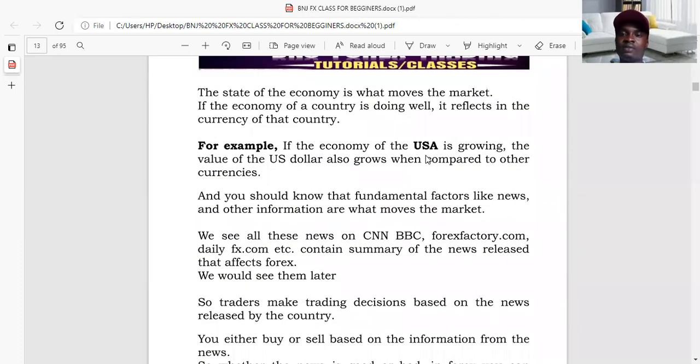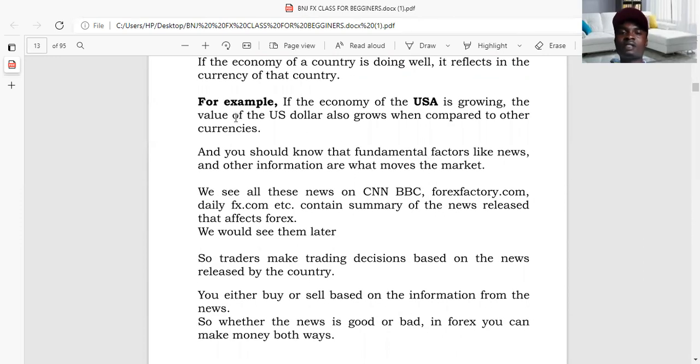Just until we get to the practical aspect of this class, I will do justice to some of what I'm saying now. And here we said, for example, if the economy of the US is growing, the value of the US dollar also grows when compared to other currencies. It's as simple as ABCD. So just follow this class accordingly. You will understand what I mean. And if you miss out, refresh back, watch the video again.